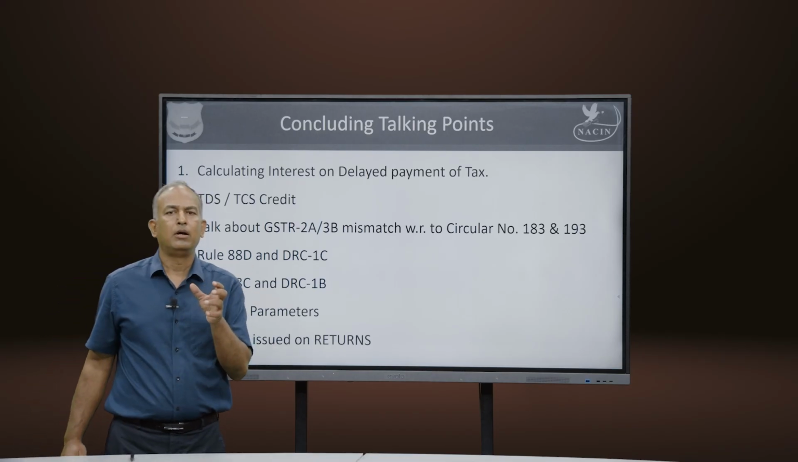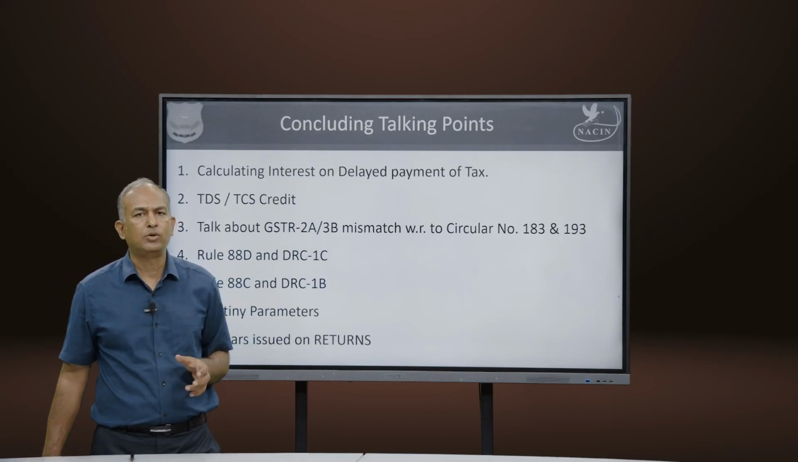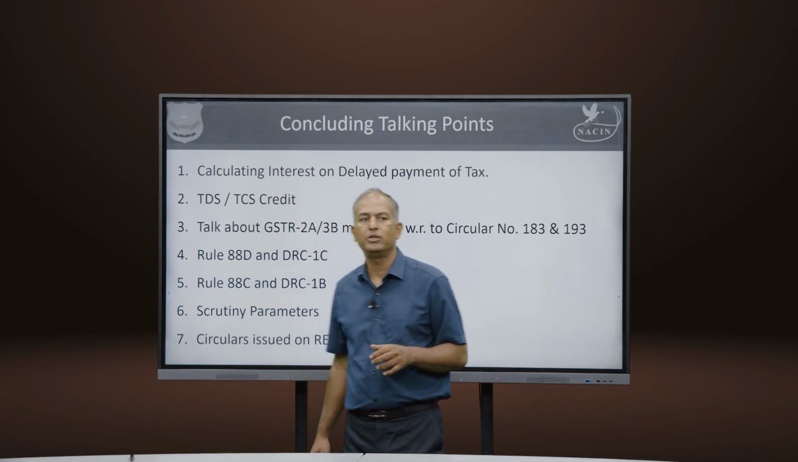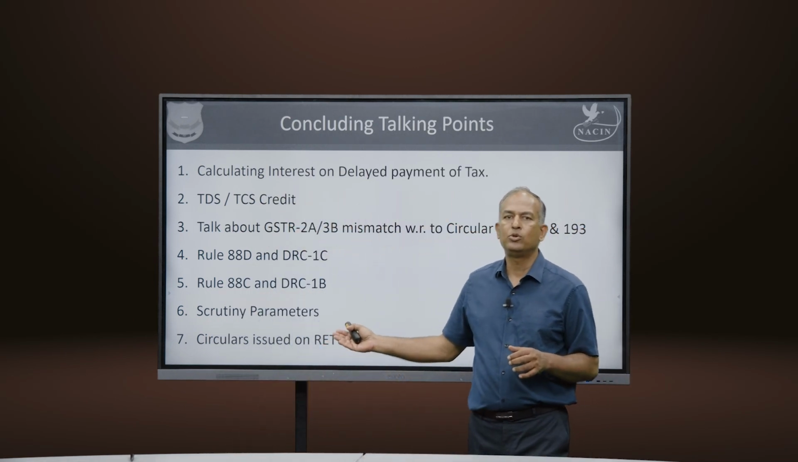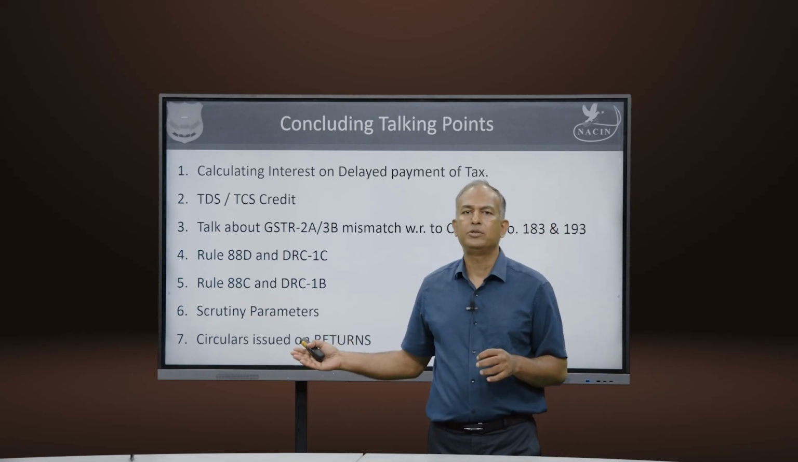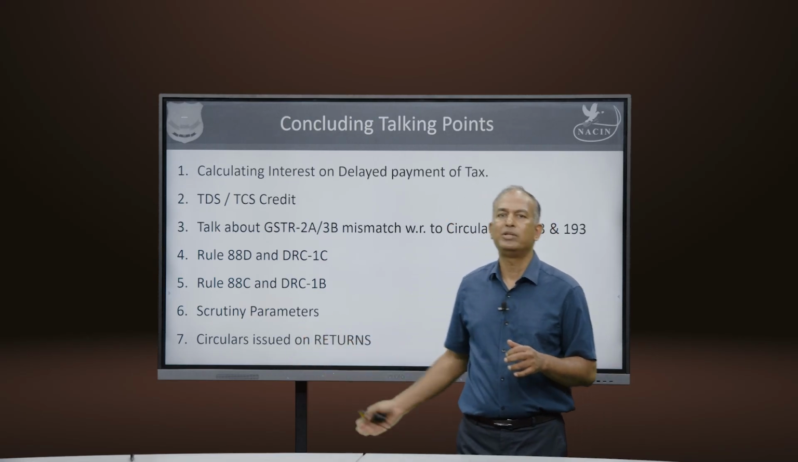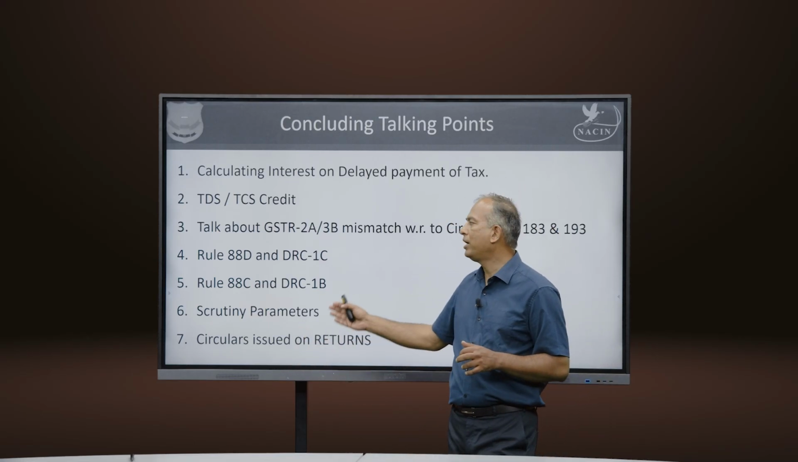There is a GSTR 1, GSTR 3B mismatch, and DRC 1B is issued. If there is a GSTR 2B, GSTR 3B mismatch, there is a DRC 1C that is issued. You need to just keep that in mind and follow it.